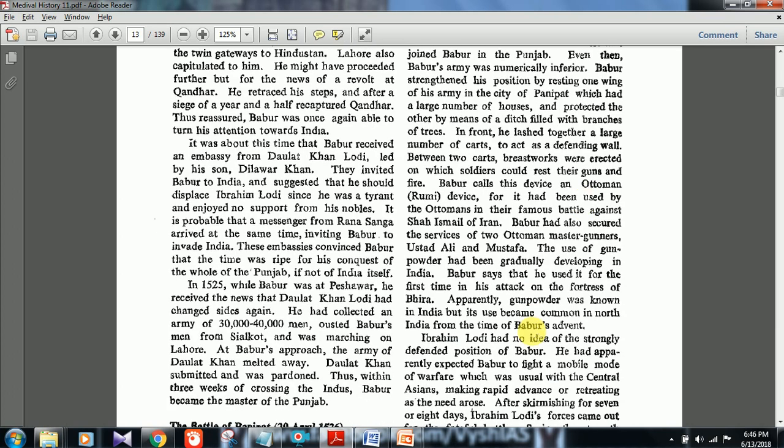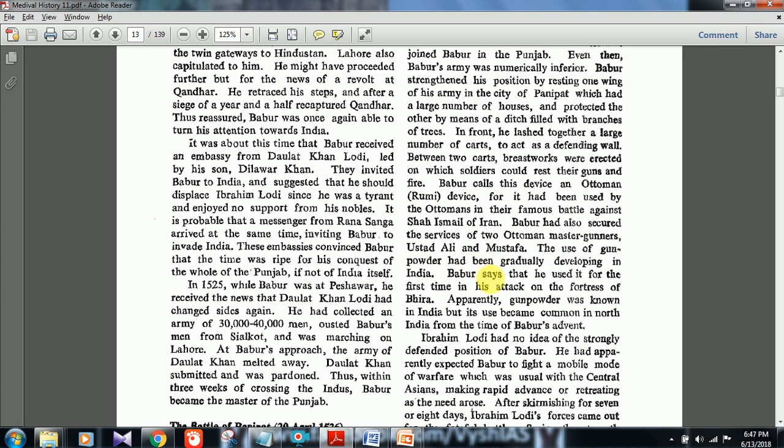Babur had also secured the services of 2 Ottoman master gunners, Ustad Ali and Mustafa. The use of gunpowder had been gradually developing in India. This is a prelims question. It came 5 to 7 years back, I think. One statement was like Babur was the one who introduced gunpowder, but this will clearly tell you Babur was not the one who introduced it. It was already gradually developing in India, but Babur made use of it.